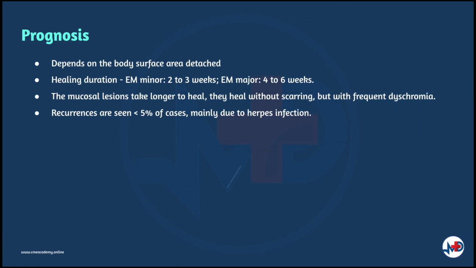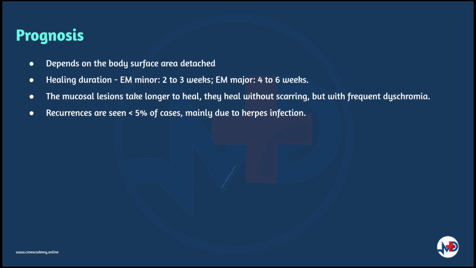The prognosis of erythema multiforme depends on the body surface area detached. The healing duration in erythema multiforme minor is 2 to 3 weeks, whereas it is 4 to 6 weeks in erythema multiforme major. The mucosal lesions take longer to heal. The healing of the mucocutaneous lesions is without scarring, but with frequent change in skin color or dyschromia. Recurrences are seen in less than 5% of cases, mainly in forms of herpes infection.